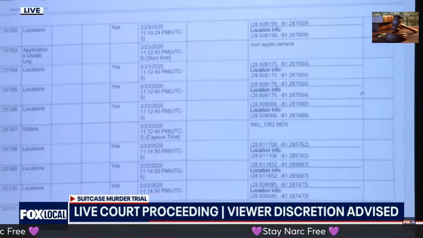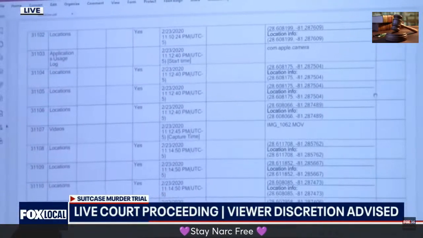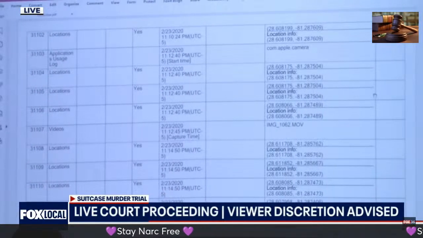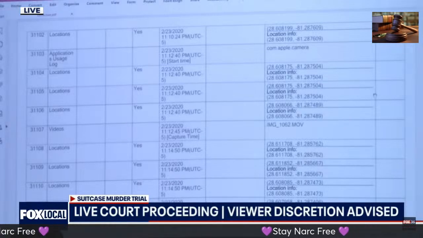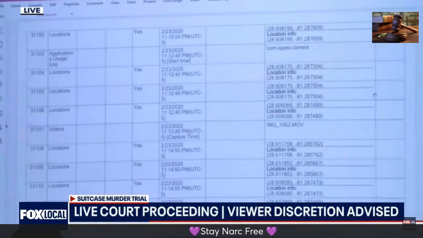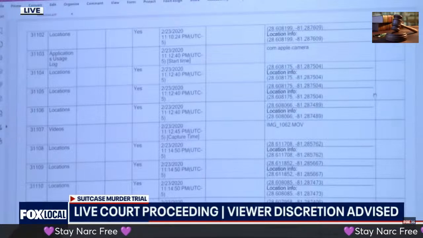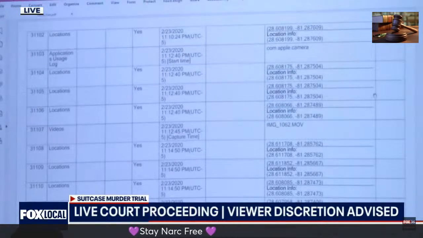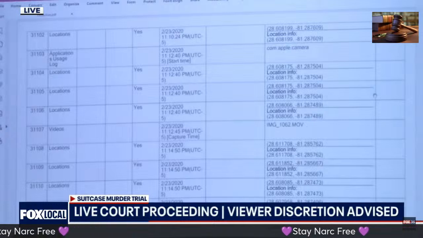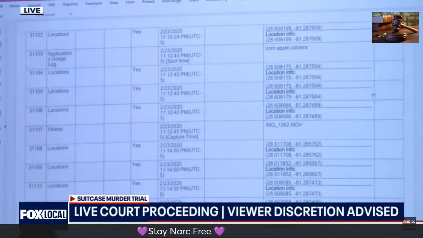Turning now to entry 31103, which is on page 49 of the 59-page PDF. Again, it looks like what we talked about before, the com.camera application gets opened up to be used at 11:12 p.m., 40 seconds. Is that what this data reflects? Yes. And then at entry 31107, a video that ends up being captured as IMG_1062.MOV begins at 11:12 p.m., 45 seconds on February 23rd, 2020. Is that accurate? Yes.